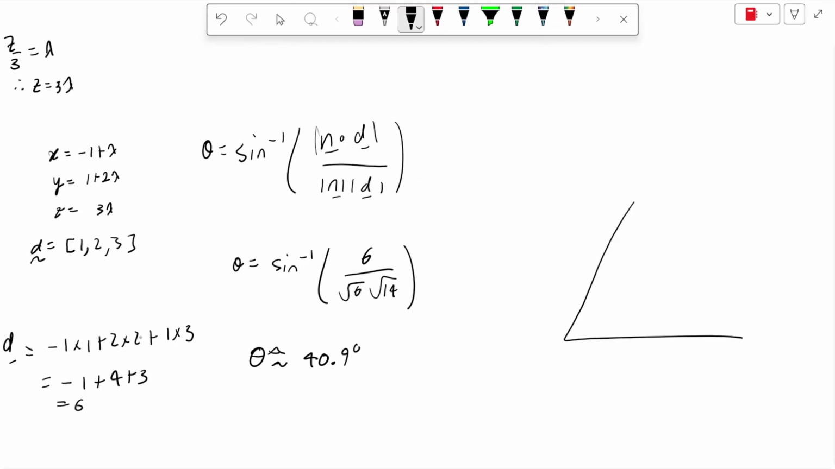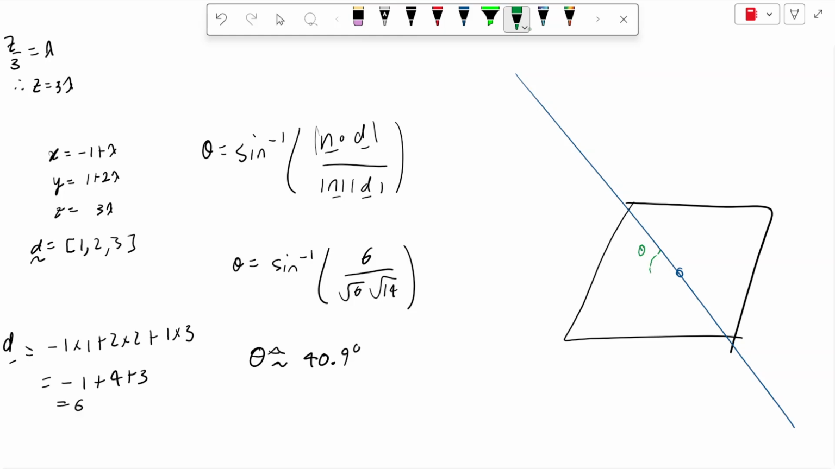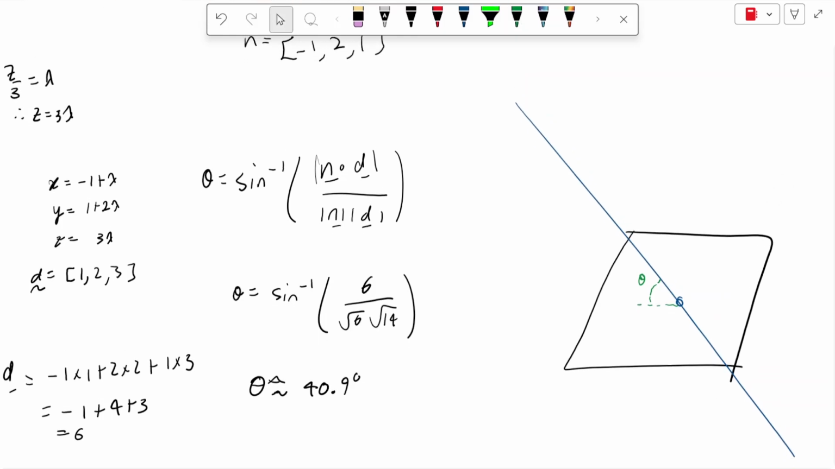Now, if you want the graphical interpretation of this, you've got a plane, you've got a line, and then this sort of makes some angle to the plane. Cool. All right.